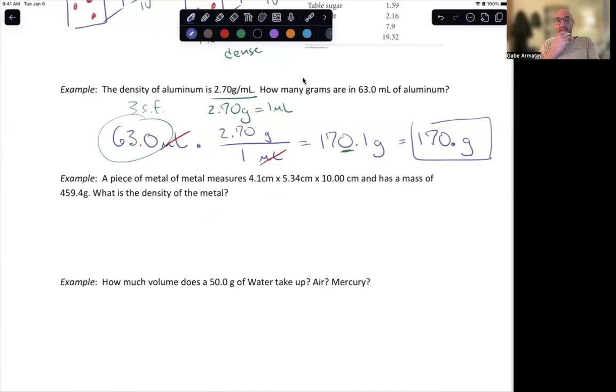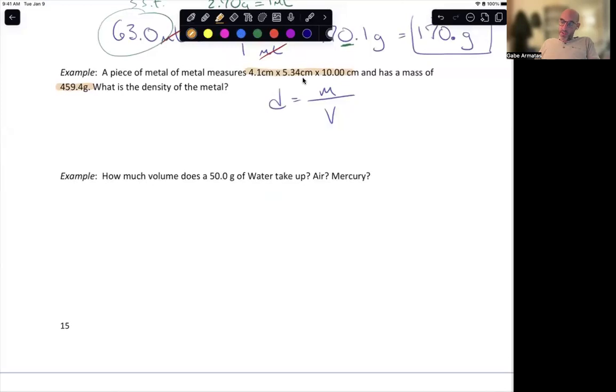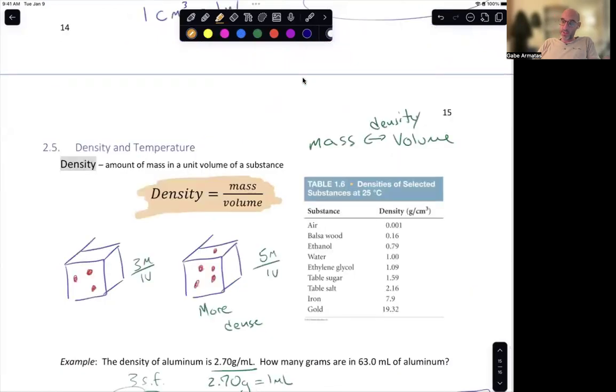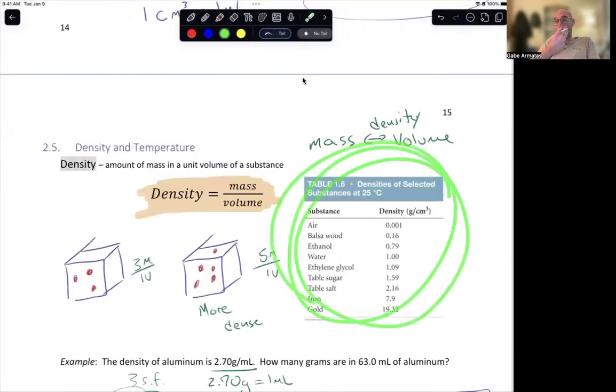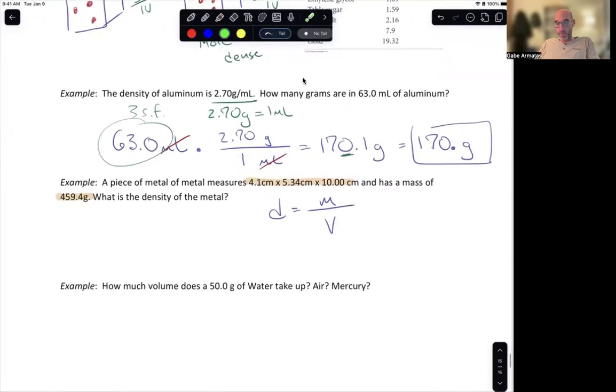Well, how about this next one? What's the density of the metal? Well, in this case, we probably do need to use the equation. D is equal to mass over volume. I have the mass. There's the mass. And there's my volume. I just have to cube it, right? How much volume does 50 grams of water take up? Air, mercury. Well, we have a little table right up here. So let's use this table to determine the different volumes that these things take up, and we'll be surprised by those.